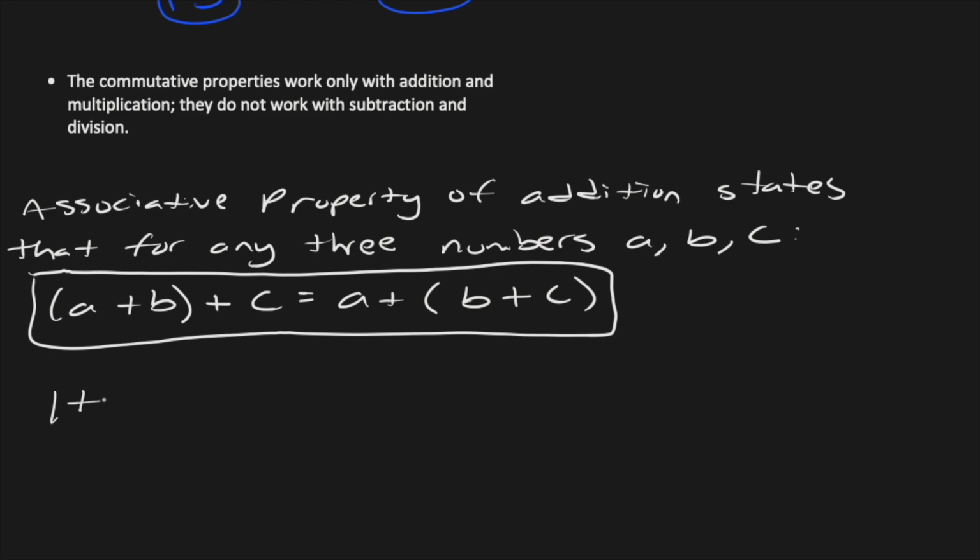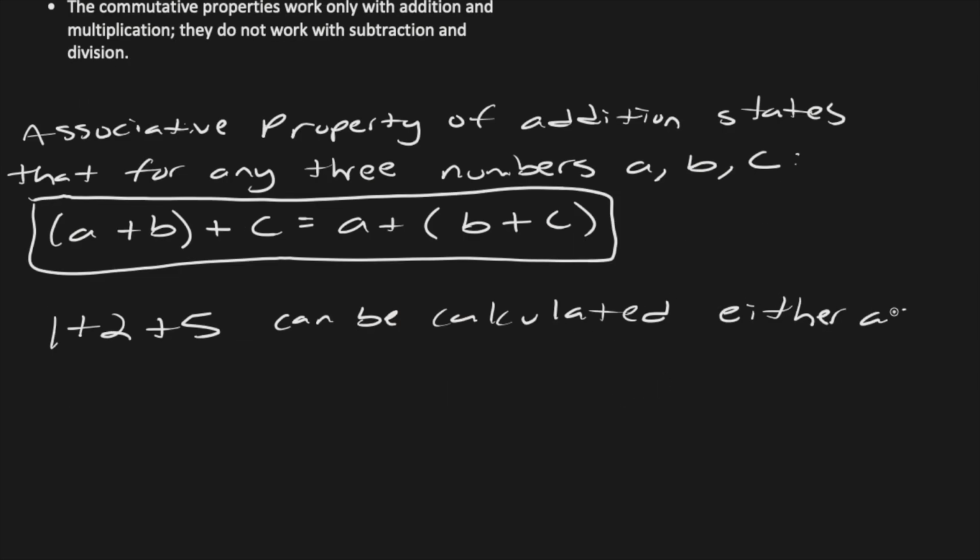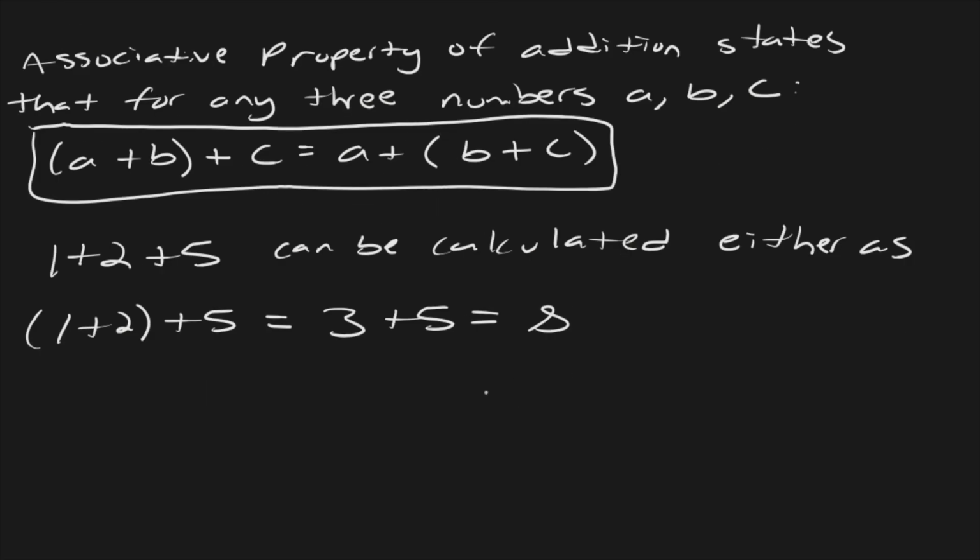1 plus 2 plus 5 can be calculated either as 1 plus 2 plus 5, which if we look here, 1 plus 2 would be 3. Then we have 5, which is equal to 8.